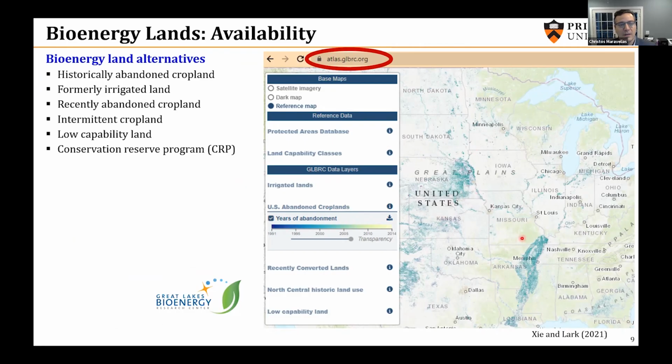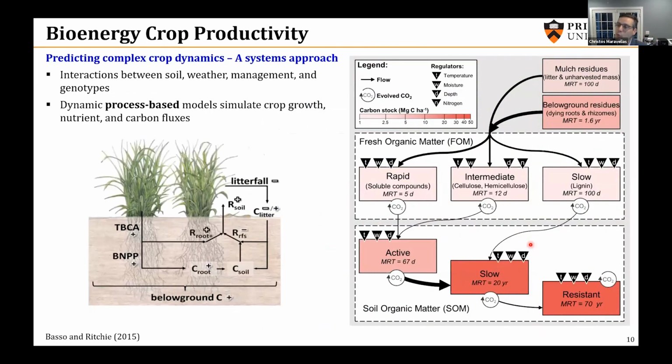You see here the pixels are a very low resolution. You get the information as to what lands can be used. Okay, so the data are there. The tools have been developed, although there is continuing work in this space to develop these tools.